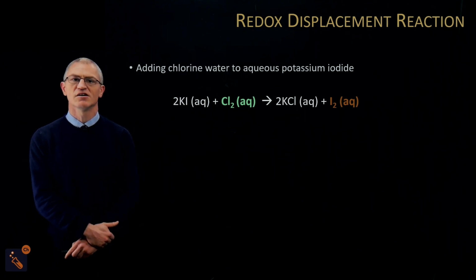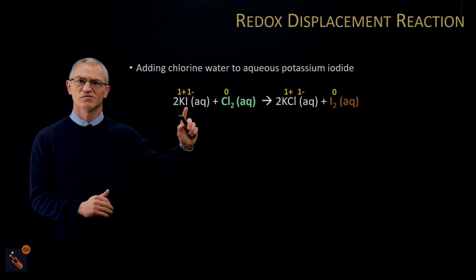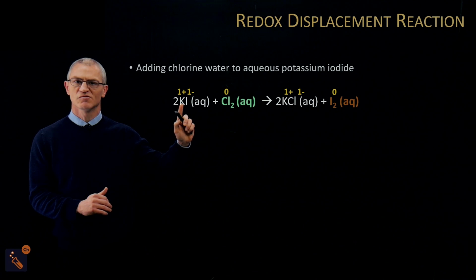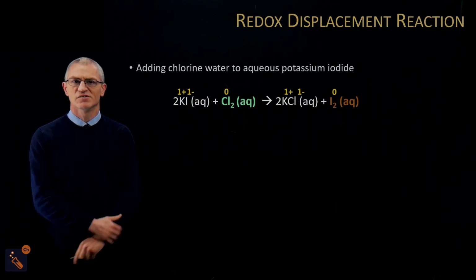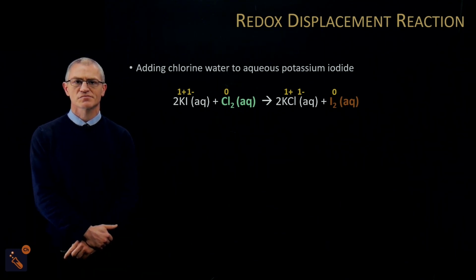But let's turn it into that ionic equation again. So we need to do the charges, and we are doing all of those now. And you can see that I've looked at the elements, put 0, and I have looked at potassium always being in group 1, so therefore 1 plus, and iodide in group 7, so therefore 1 minus, and the same with chloride across the way.